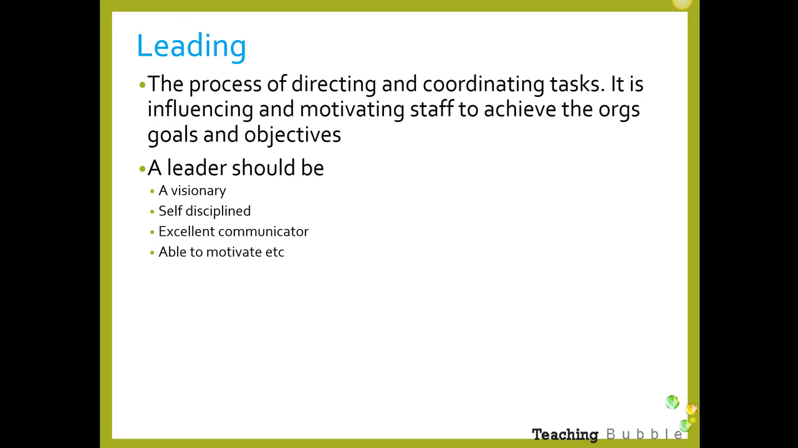So first of all, leading. Most of you understand leading, but it's a process of directing and coordinating tasks. Also, it's the influencing and motivating of staff to get them to achieve the organisation's goals and objectives. So a leader should be visionary, self-disciplined, an excellent communicator, able to motivate, and should lead by example, all those types of things. So all those characteristics that leaders should have. That's really important that you can explain that.